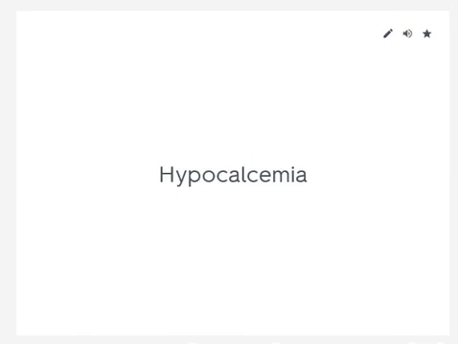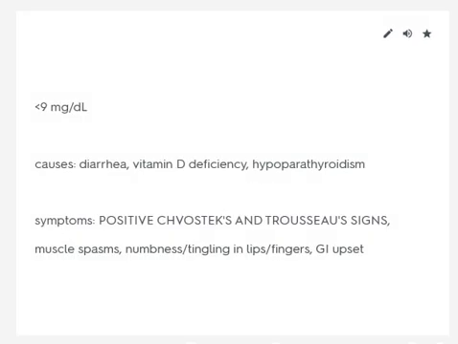Hypocalcemia: less than 9 mg per deciliter, causes diarrhea, vitamin D deficiency, hypoparathyroidism. Symptoms: positive Chvostek and Trousseau signs, muscle spasms, numbness, tingling in lips and fingers, GI upset.